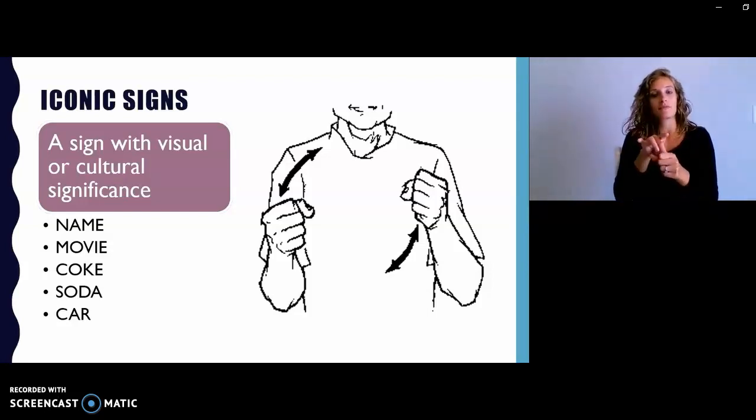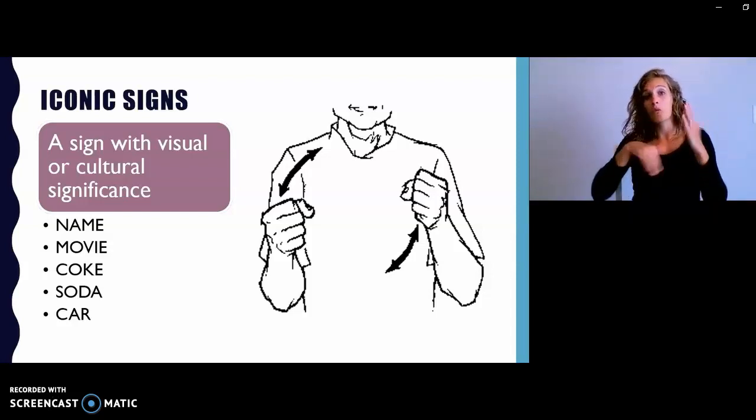The sign for soda, it looks like you're opening a can of soda. It has a visual significance. And then the sign for car, it looks like a car. So all of these are examples of iconic signs.